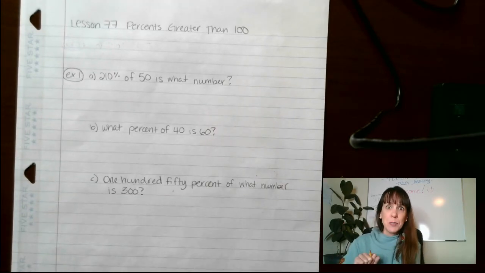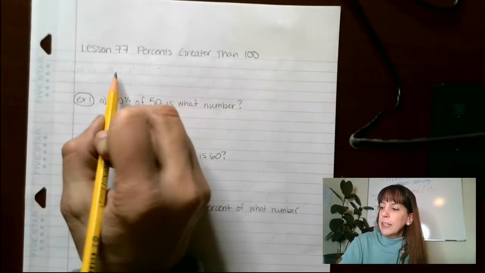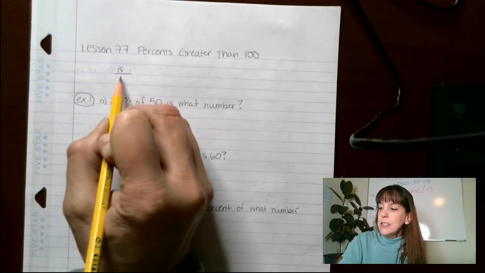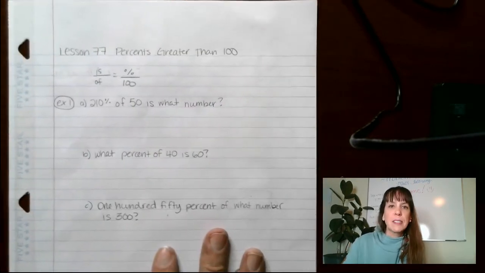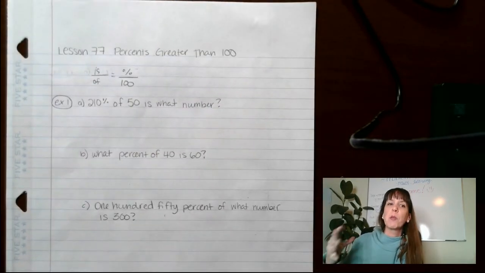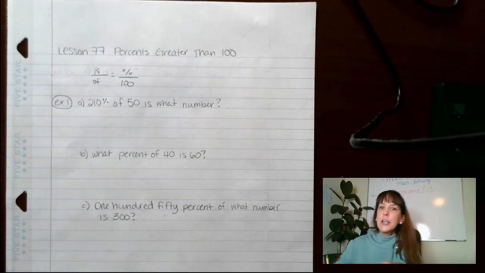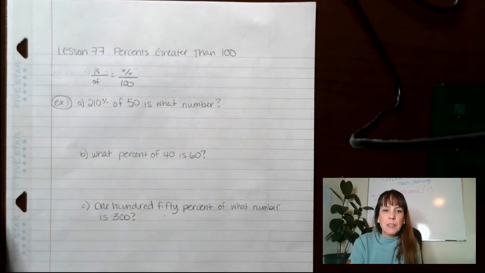Now, the way the book explains it, not my favorite way. What I like to explain instead is is over of equals percent over 100. This is one of my favorite formulas because we have a proportion here. Remember, a proportion is made up of two ratios. Remember, ratios are fractions.